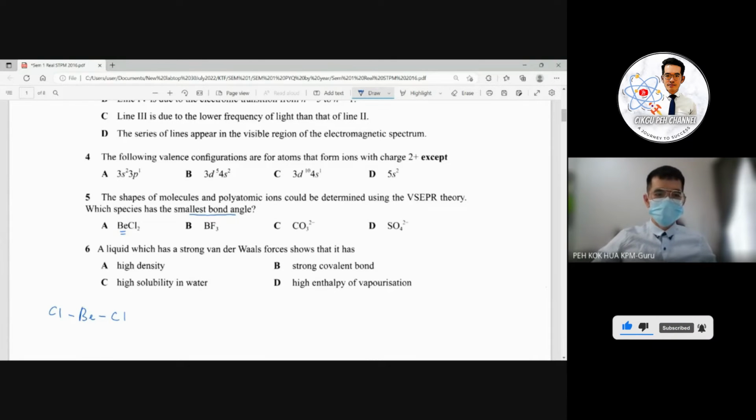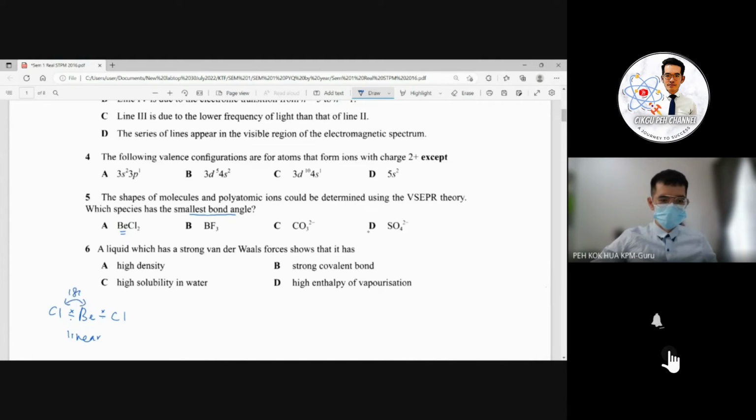Okay, because the beryllium is from group 2, the bond will be probably like this. So this will be considered as a linear shape. So the linear shape, so the angle from here to here will be 180. Then for B, there is boron fluoride here. So boron is from group 13. So the shape will be like this. So it is trigonal planar here. So here will be 120.